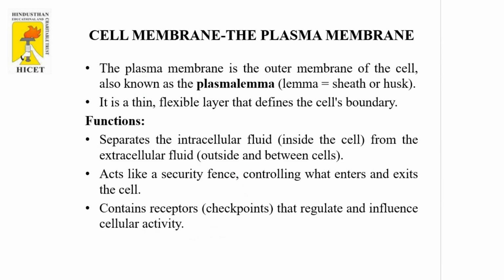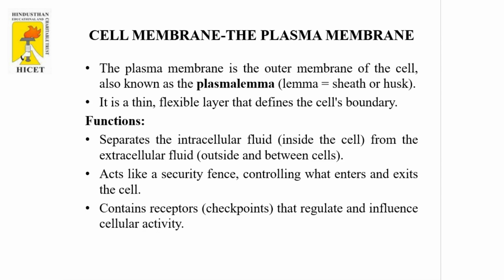So the first one is the cell membrane, which is also known as plasma membrane. The plasma membrane is a thin flexible layer that surrounds the cell. It is also known as plasma lemma, where lemma means sheath or husk. It is a thin and flexible layer that defines the cell's boundary.